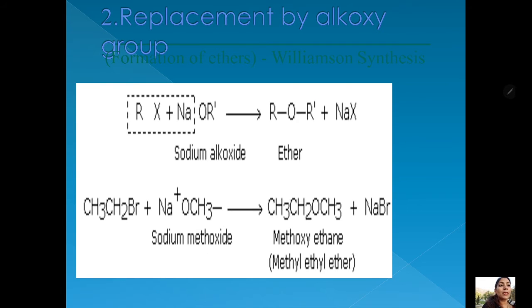Second reaction, replacement by alkoxy group, formation of ethers. This is called the Williamson synthesis. It's a famous reaction. Now what you have to do is make a notebook and write down all the name reactions in one place so that you can revise from time to time. Alkyl halide reacting with the sodium alkoxide gives the ether. Example, when methyl bromide reacts with sodium methoxide, it gives methoxymethane, or dimethyl ether, and releases the sodium bromide.